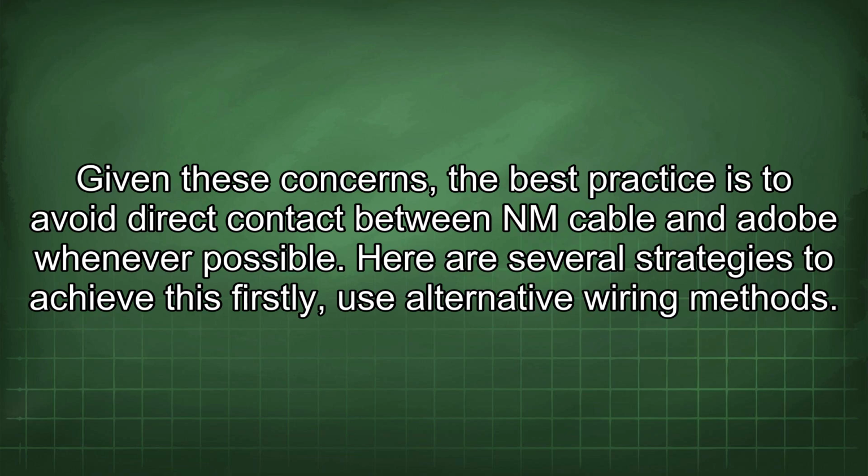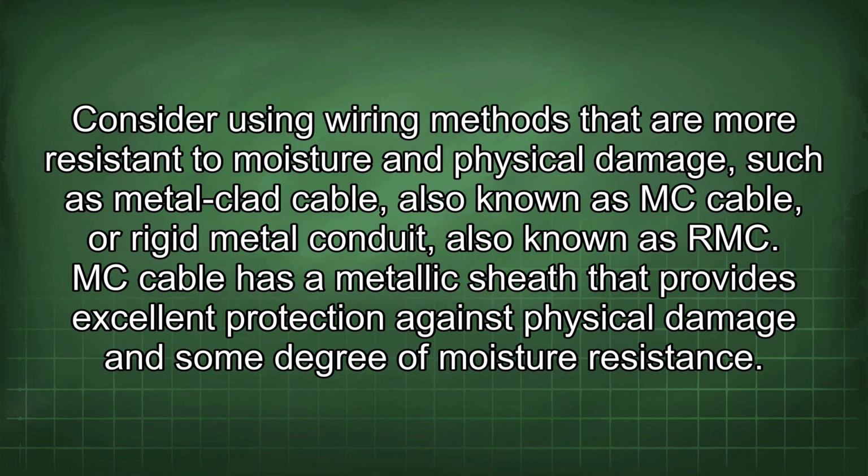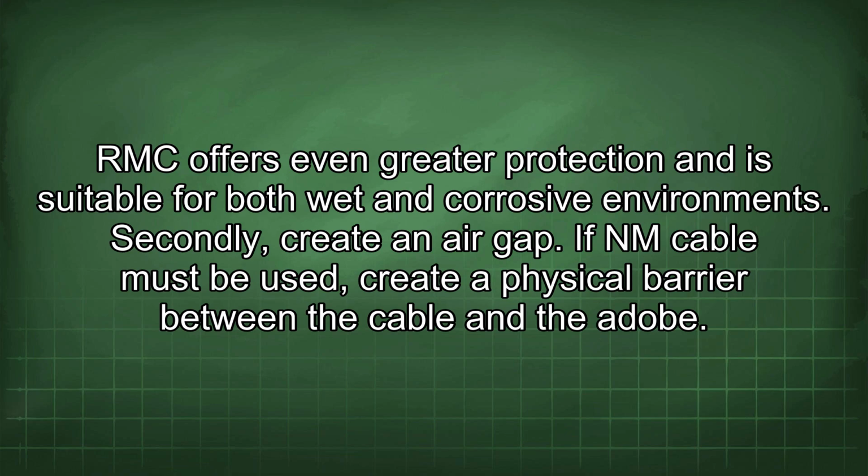Firstly, use alternative wiring methods. Consider using wiring methods that are more resistant to moisture and physical damage, such as metal-clad cable, also known as MC cable, or rigid metal conduit, also known as RMC. MC cable has a metallic sheath that provides excellent protection against physical damage and some degree of moisture resistance. RMC offers even greater protection and is suitable for both wet and corrosive environments.